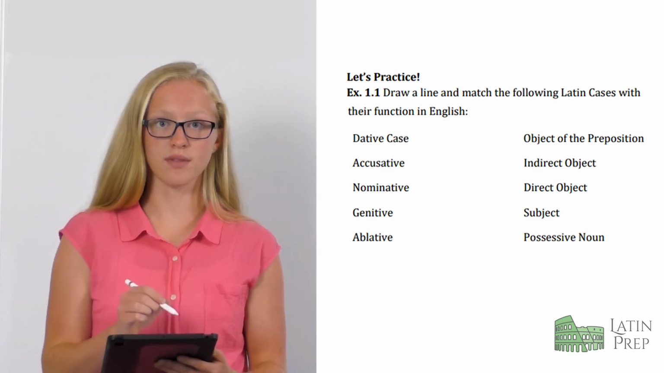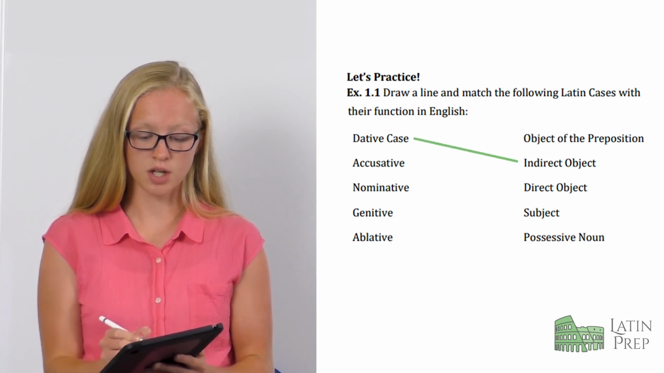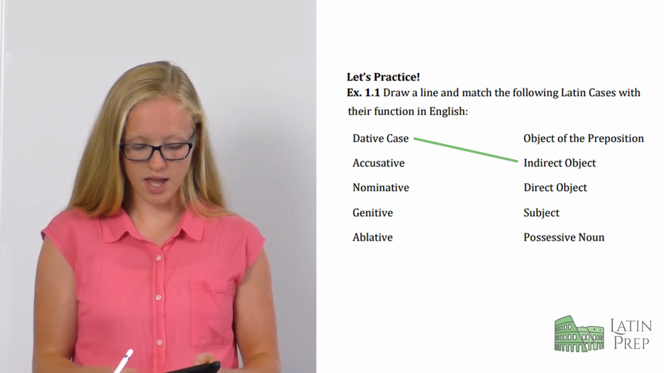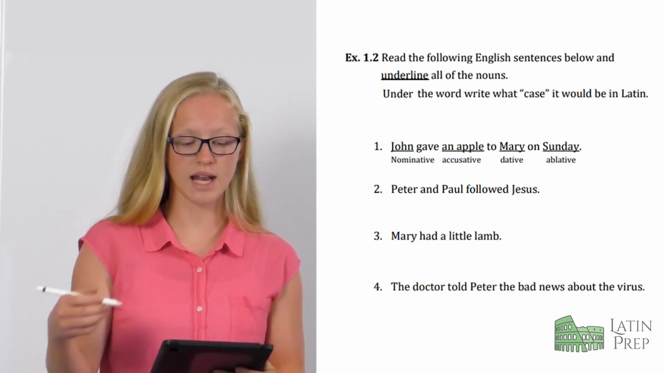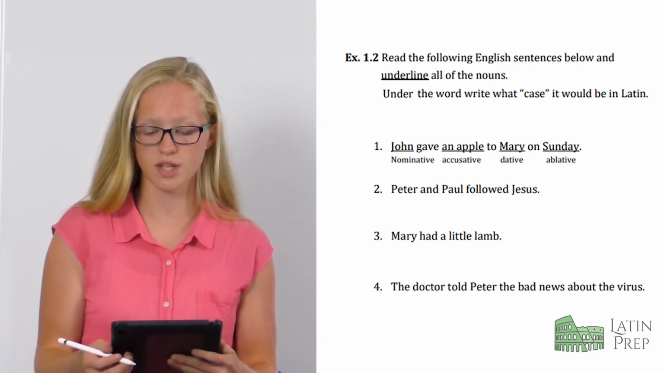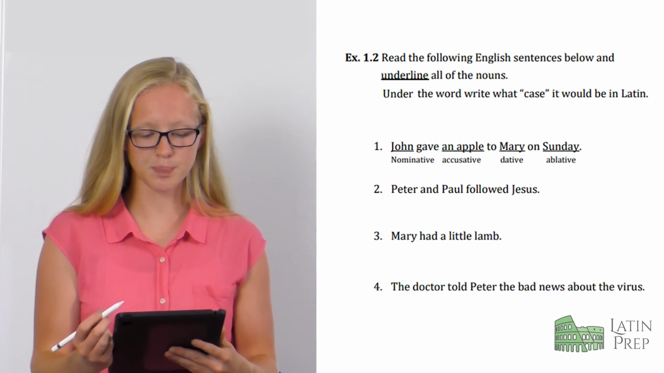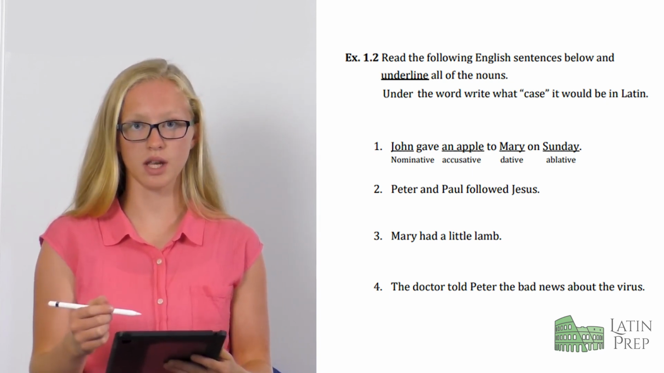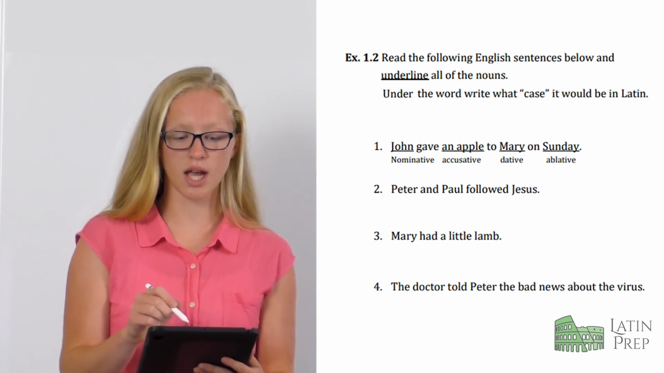For the first one, we have dative, and that is the indirect object. So you're just going to match that. Then we're going to underline the noun and label the correct cases for this exercise. For the example, number 1, we have John gave an apple to Mary on Sunday. And you can see each of the nouns are already underlined.